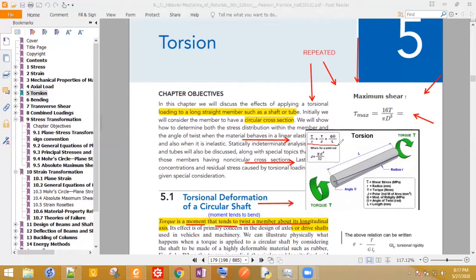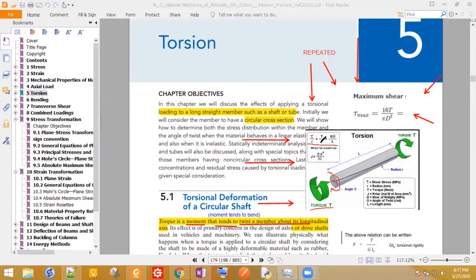One by one I'll explain. Tau is shear stress. R is the radius. If you give this twisting, this radius we need to consider from the center, the radius of the cross section. This is equal to T, the applied torque, and J is the polar moment of inertia.